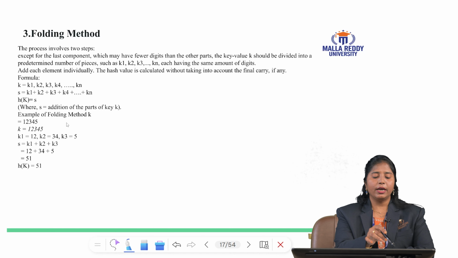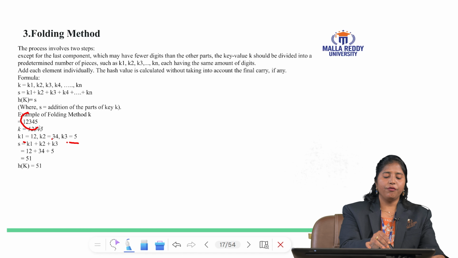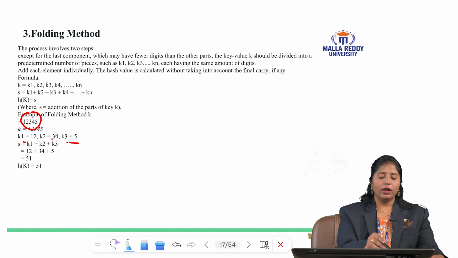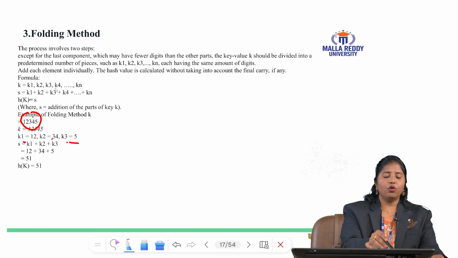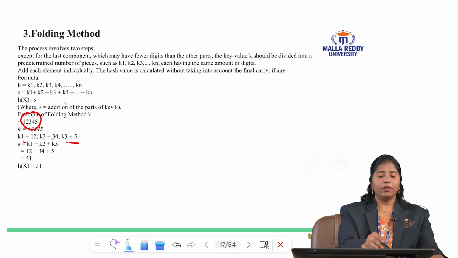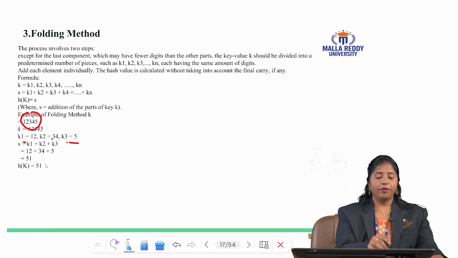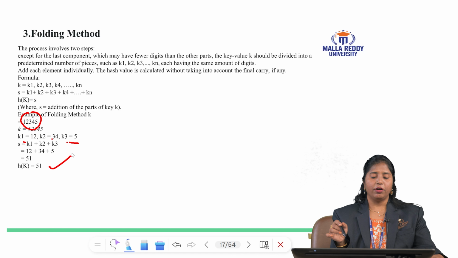For example, if the k value I have taken is 12345, then K1 = 12, K2 = 34, K3 = 5. Whatever key element we have, we divide it into components. Then S = K1 + K2 + K3, that means 12 + 34 + 5 = 51. So h(k) = 51, and in the 51st place we can store that element.